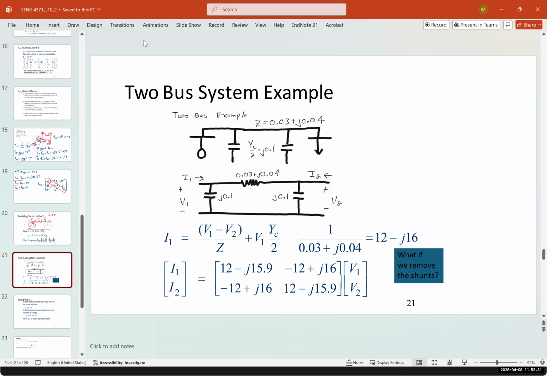Now, what we can do, we can convert that to a bus admittance. First, we want to find the self-admittances, which are going to be, if I divide 1 over this, it gives us the Y, which is 12 minus j15.9 and 12 minus j15.9, which are the admittances that are connected to bus number 1 and bus number 2.